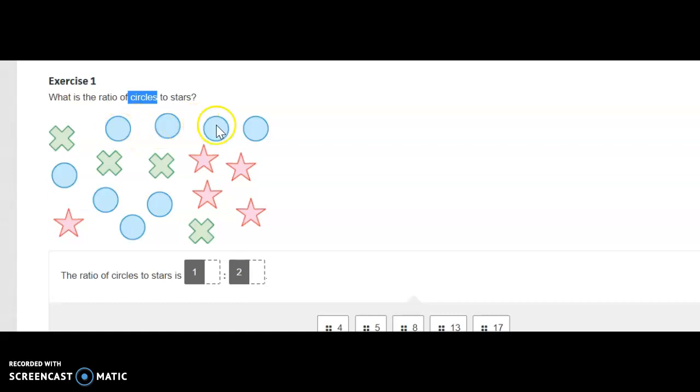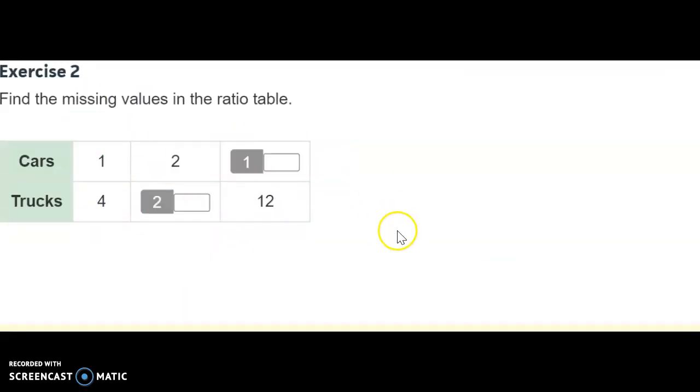1, 2, 3, 4, 5, 6, 7, 8. The ratio of circles to stars is 8 to, and let's say 1, 2, 3, 4, 5. So 8 to 5. Okay, so when we're looking at ratios, we're looking for patterns.